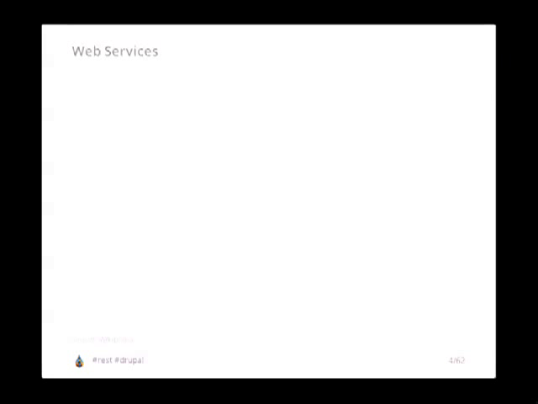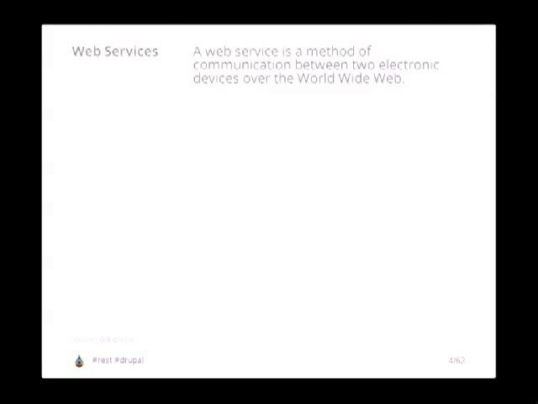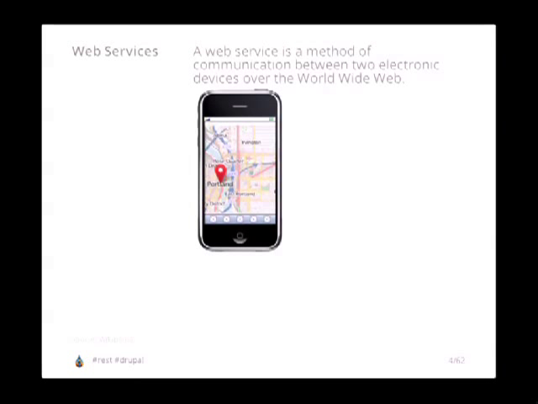So I'm first going to start with some really boring, dry Wikipedia definitions. Wikipedia says web services. A web service is a method of communication between two electronic devices over the World Wide Web. So that's a really boring way of saying it's what you do every single day when you're using the web. You know, say that you're using your phone to get maps because you're at DrupalCon and you have no idea where you're going. So your phone, in this case, is a client to a server like the OpenStreetMaps server.